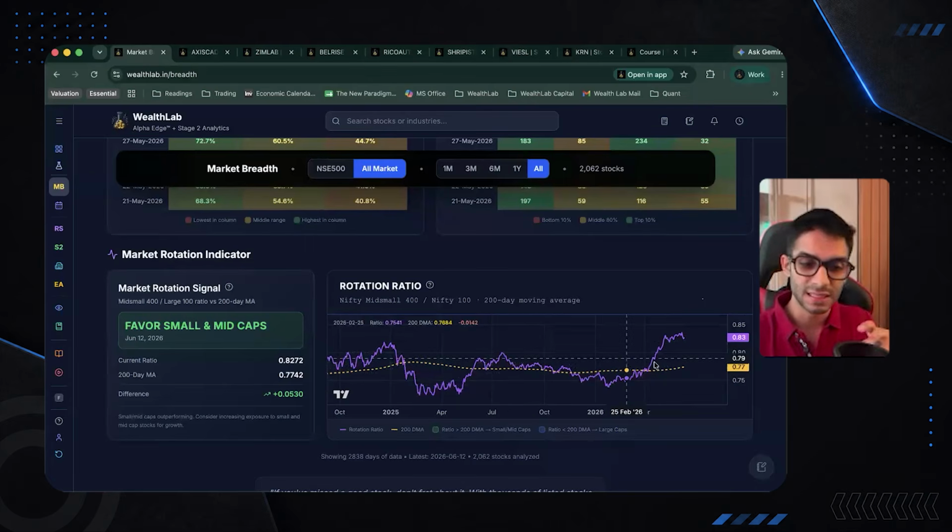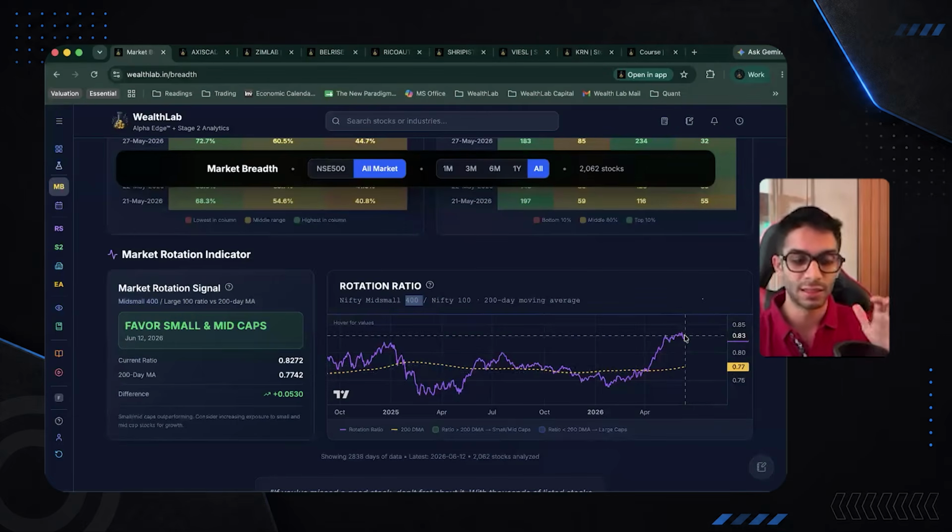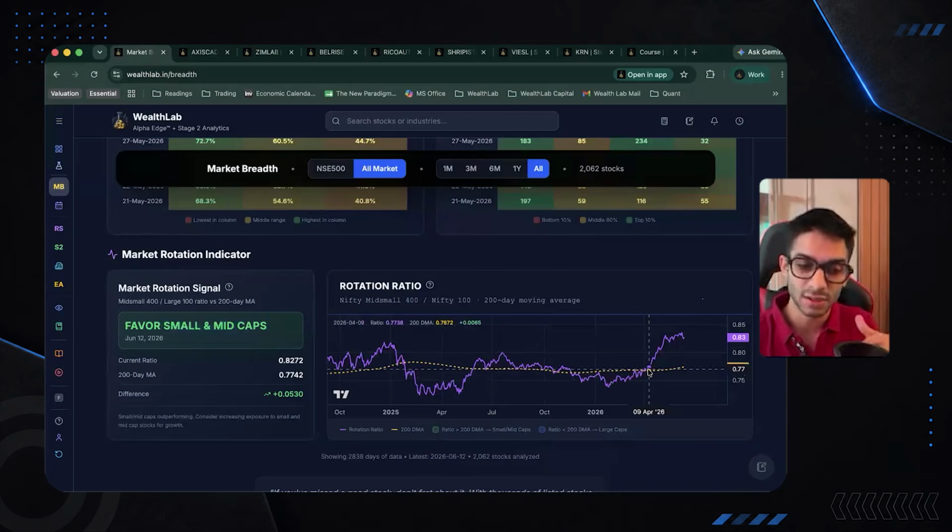So this is what it shows, and how it is calculated is that the purple line is the ratio of Nifty mid small 400 divided by Nifty 100. And the yellow line is the 200-day moving average. So this is basically Nifty 500, the top 100 stocks versus the next 400 stocks. And if it is above, then it means risk is on. We should favor small and mid caps. If it is below, that means risk is off and we should favor large and mega caps.